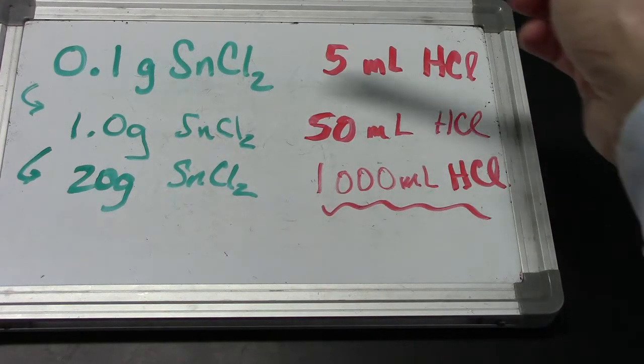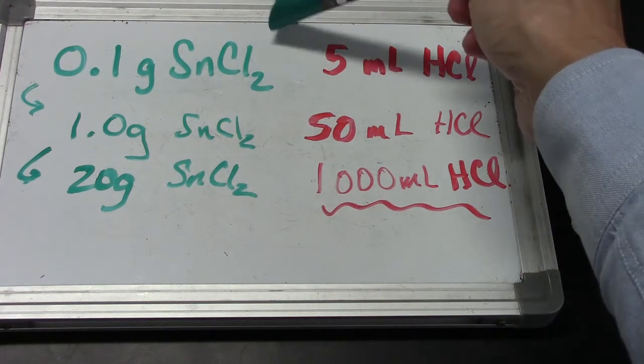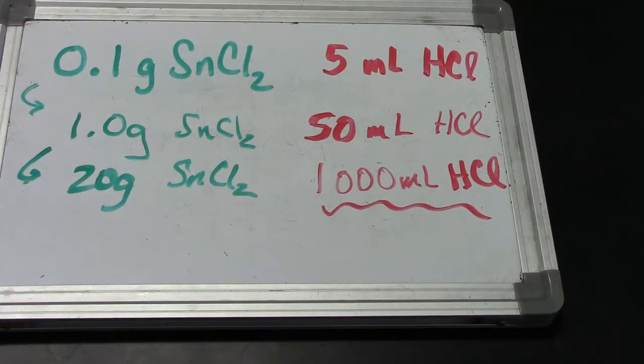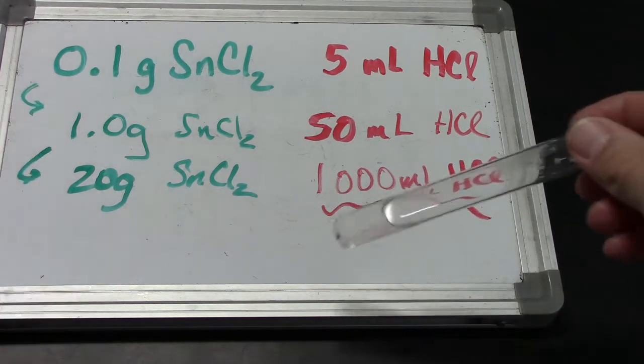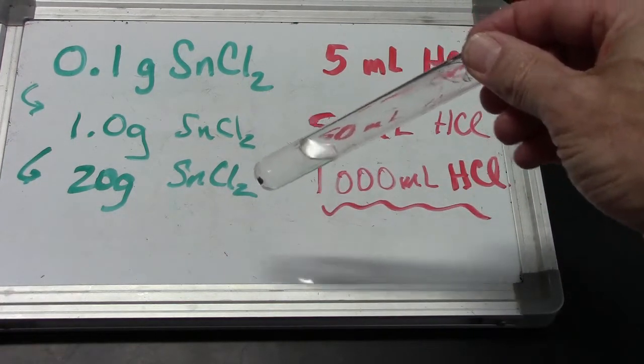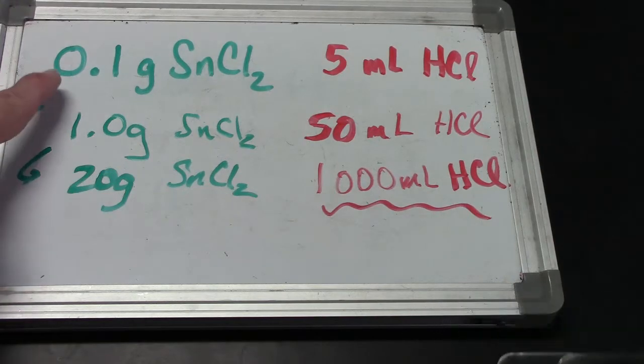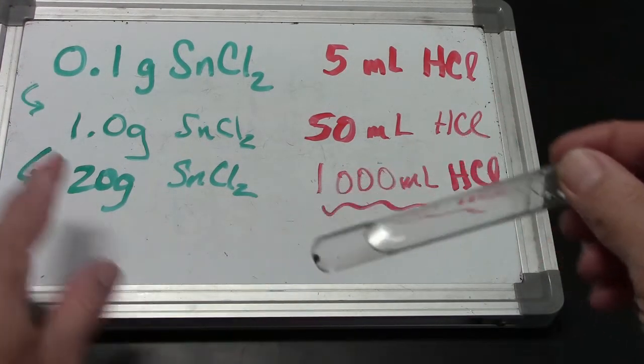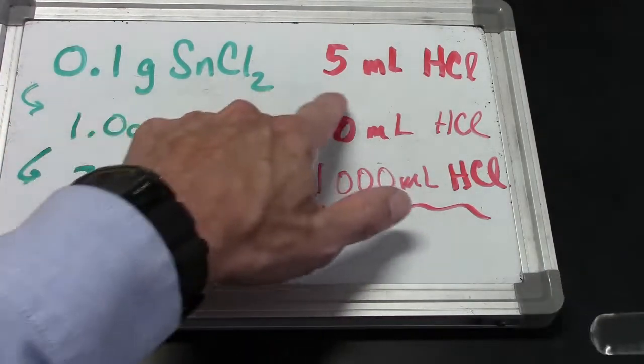So you need to do experiments to say, well, I probably didn't need 5 milliliters of HCl. Probably could have dissolved that 0.1 grams in much less HCl. Or probably could have dissolved a lot more salt in this HCl. So the optimal ratio is not what I did.